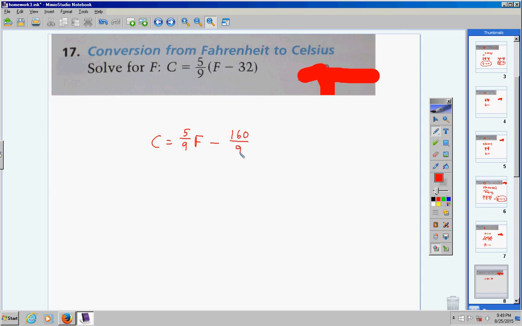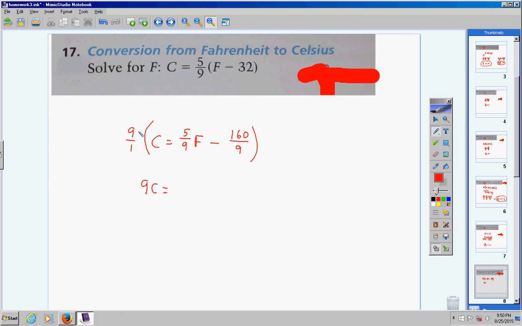Now if you're weak with your fractions, use a calculator. Put the 32 over 1. 5 times 32 is 160. 9 times 1 is 9. Okay? Alright. Step 2, eliminate fractions. Thankfully, both of my denominators are 9. So take your 9 and multiply it through. 9 times C is 9C.